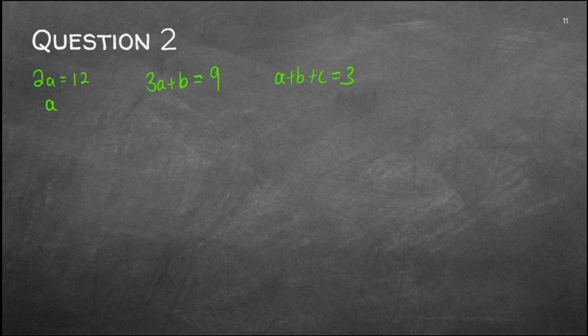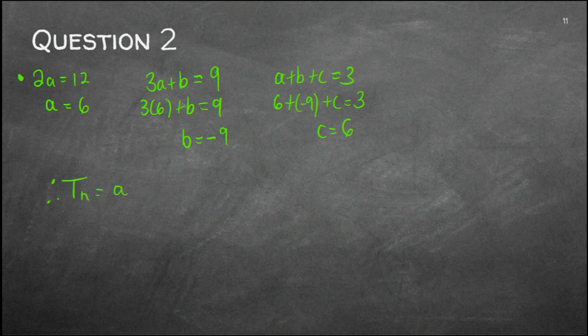If 2a is 12, it means a will be equal to 6. Now I substitute in 3 times 6 plus b is equal to 9. So b will be negative 9. Substitute in 6 plus negative 9 plus c is equal to 3. And we would get c is equal to 6. So therefore, Tn, the general term, is always written as an squared plus bn plus c. So in this case, it is 6n squared minus 9n plus 6.